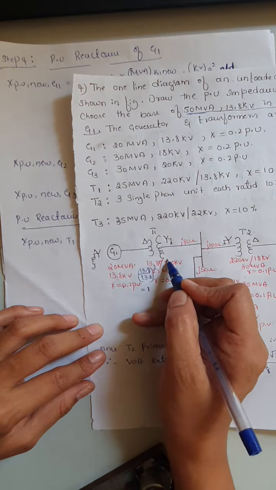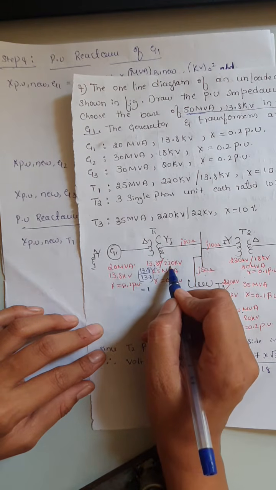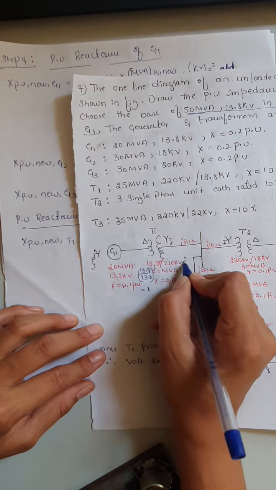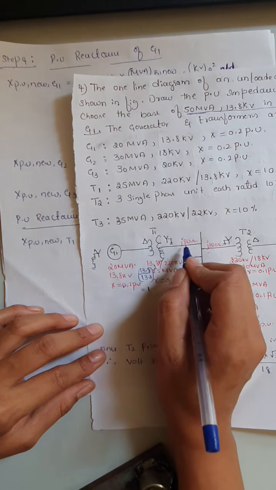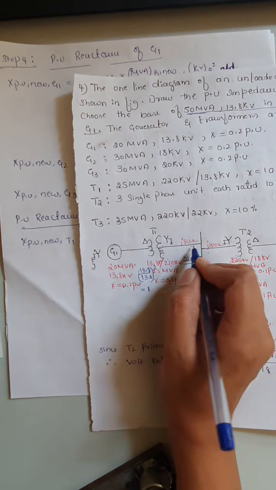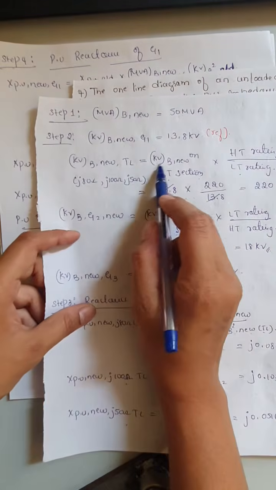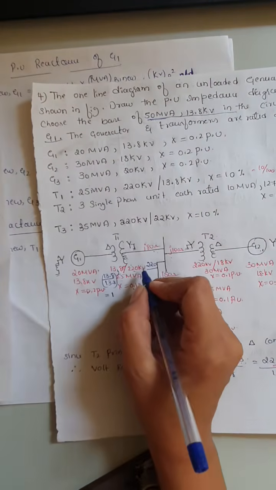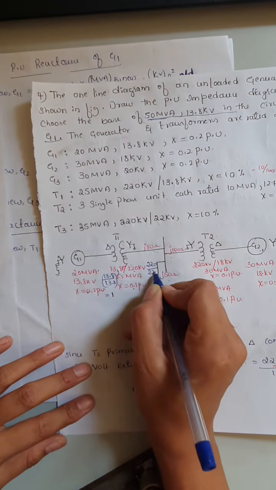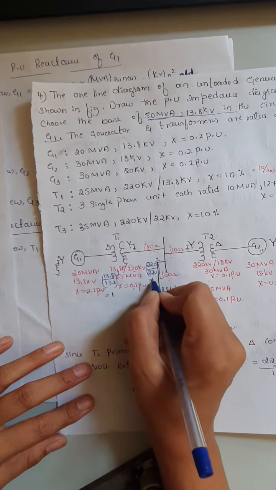Similarly, cross check for the secondary side. On the secondary side the old value given is 220 kilovolt, and this secondary side is connected to the transmission line. So the new value of the transmission line is also 220 kilovolt. So we'll write 220 by 220. So the answer is again 1.